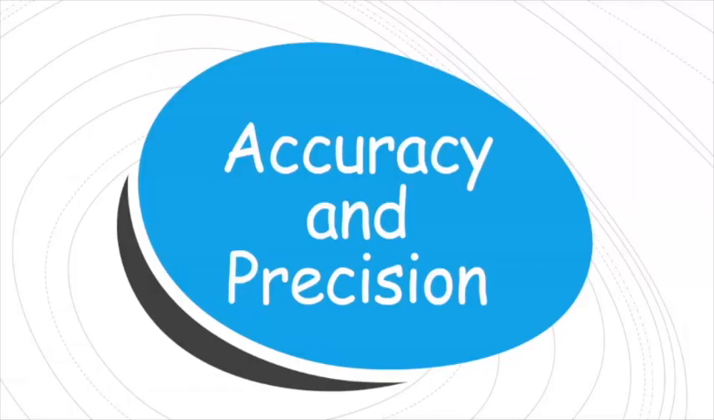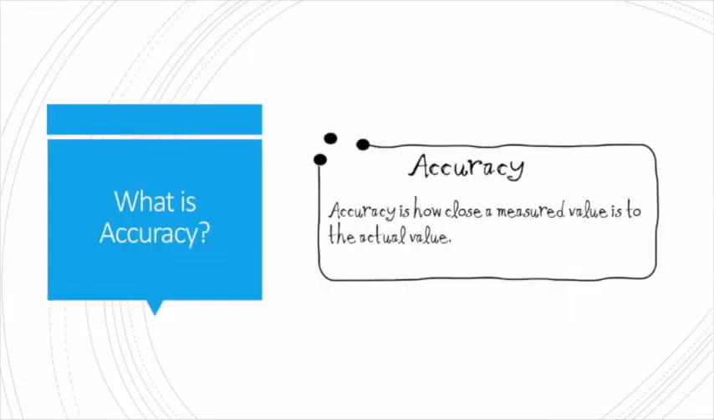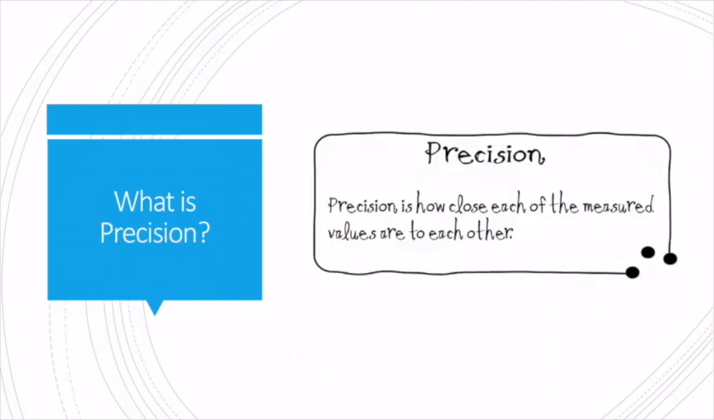This video is about accuracy and precision. This is something we will cover in class, but if you missed it, then here's the video. So accuracy is how close a measured value is to the actual value. So this is, are you getting what you should get? Precision is how close each value is to the other values.